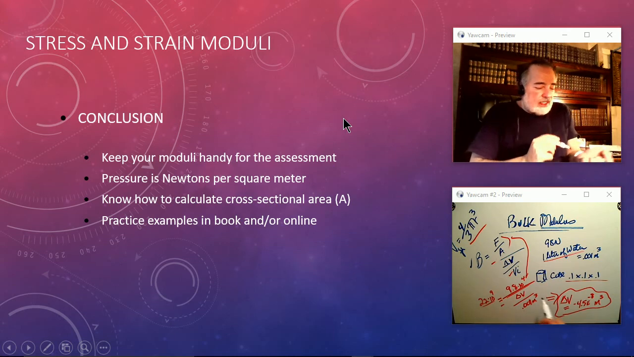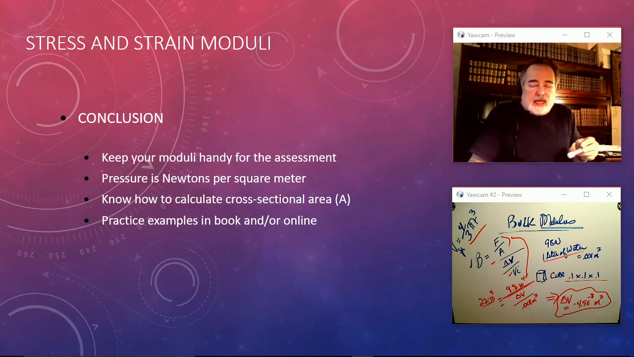So, as I said, in conclusion, let's keep your modulus handy, that table handy. Understand pressure is in newtons per square meter. Know how to calculate a cross-sectional area, whether it is for volume or for a cube. And practice any examples you have online or in the book. And good luck.